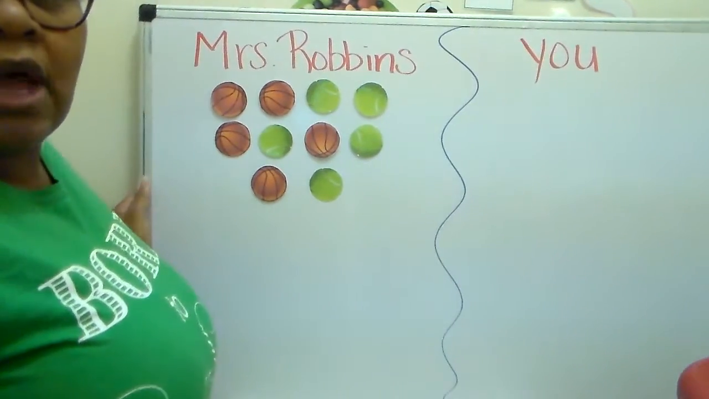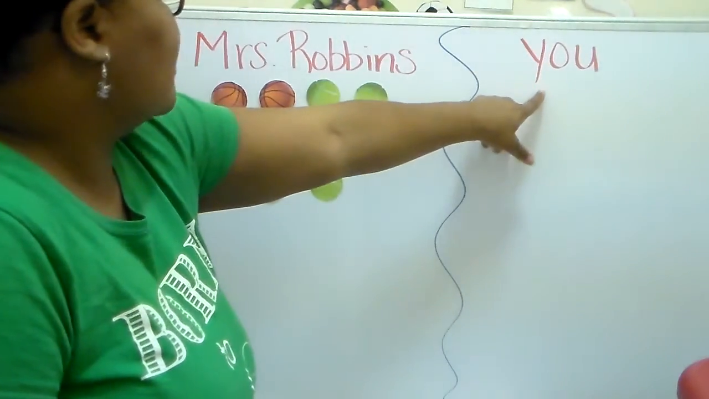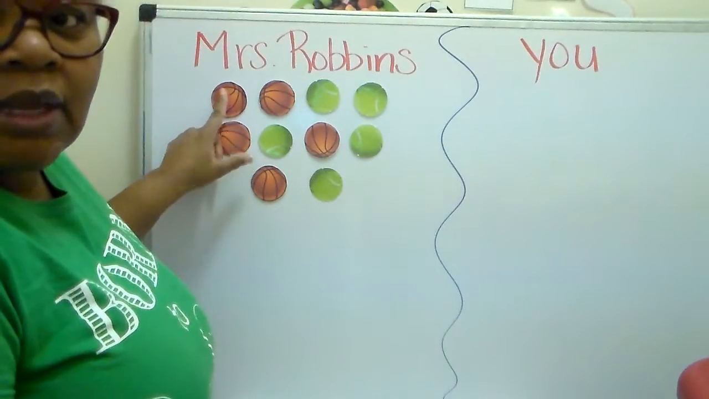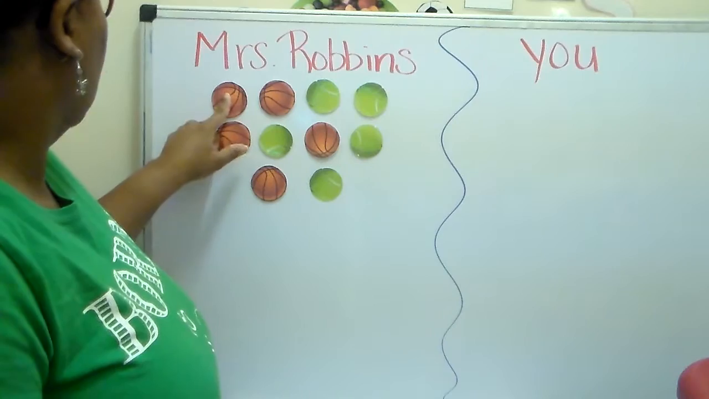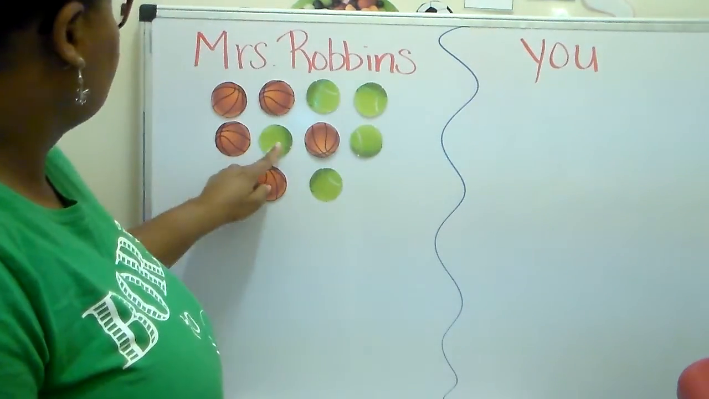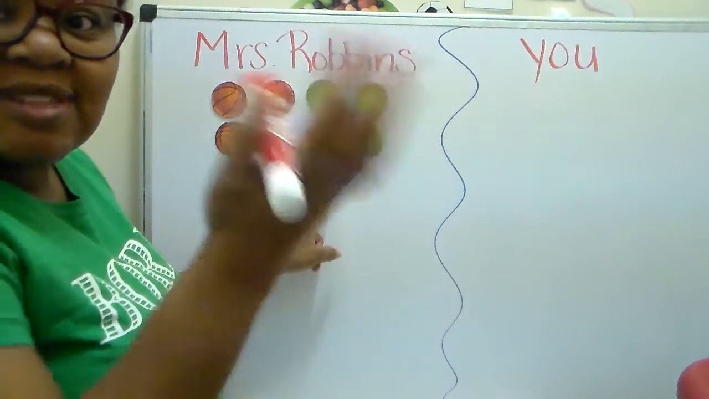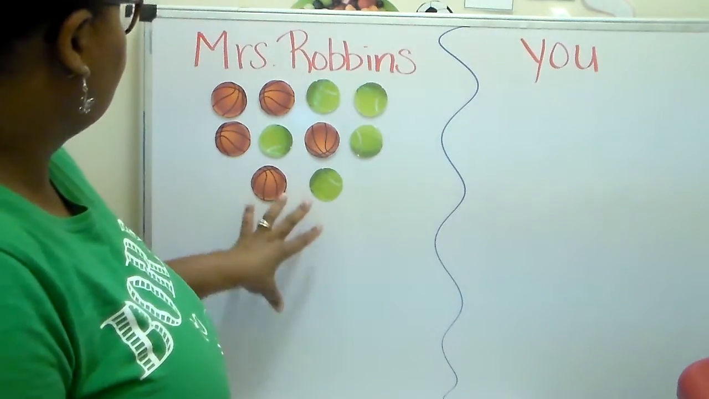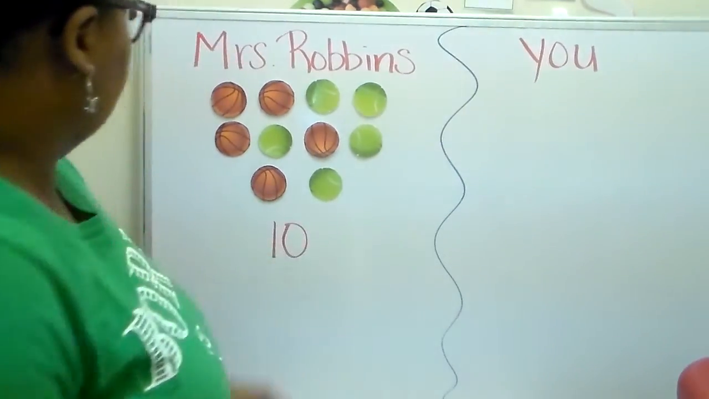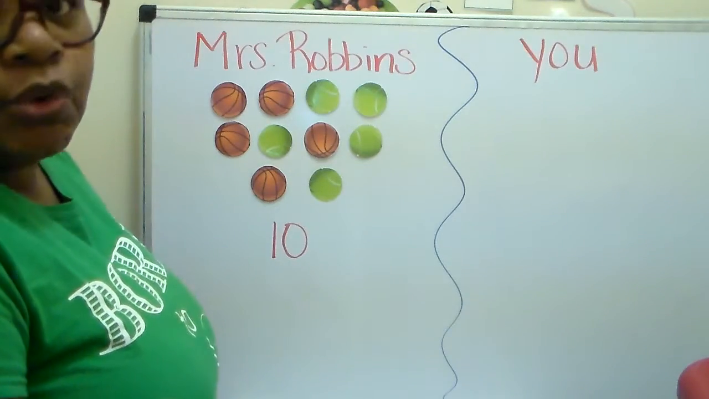So I can slide. There we go. All right, so this says Mrs. Robbins and this side says you. And I have, count with me and tell me how many basketballs and tennis balls I have. 1, 2, 3, 4, 5, 6, 7, 8, 9, 10. Great. So I have 10 basketballs and tennis balls all together. 10 balls.